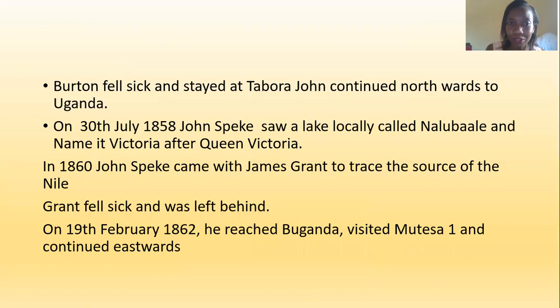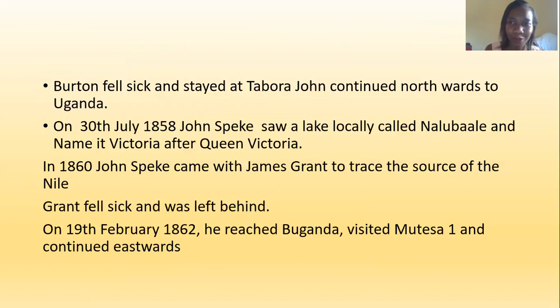Now, on the 30th July 1856, John Speke saw a lake locally called Nalubale, and then named it Victoria after Queen Victoria. Remember what I said? They were interested in geographical areas, and so whenever they met physical features, they would give them a name. Then John Speke went back and told Richard Burton that he had discovered the source of the Nile, but Richard Burton did not believe him. But they went back to England.